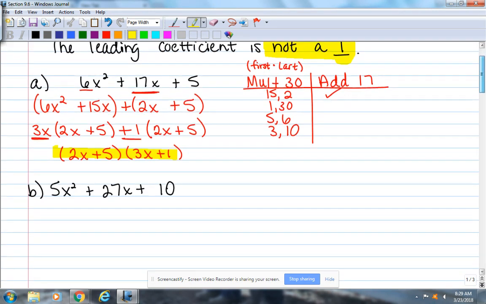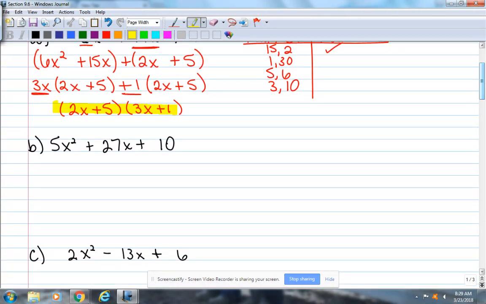All right, let's do number B. Problem B here. The only thing different about your tables is that you have to do first times last, and then after you do your table, you split the middle term with those two numbers. Okay? So, on this one, we want to find numbers that multiply to get what number?